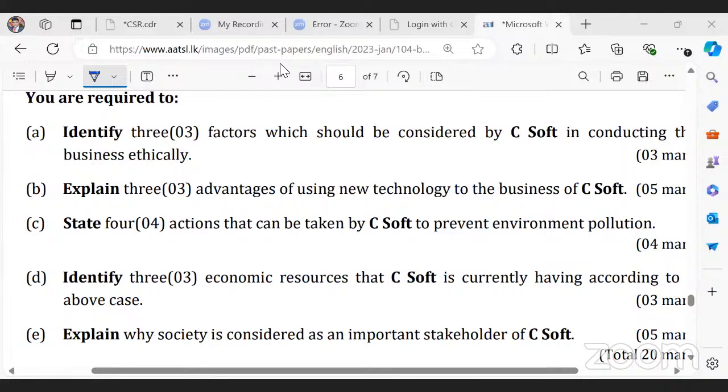Right? What else? Identify 3 economic resources that Seasoft currently has according to the above case. According to the above case, then definitely you have to get those from the case. What are those? They have a computer application, right? And they have a land, 13-acre land. And they have employees, entrepreneurs. Those are resources.